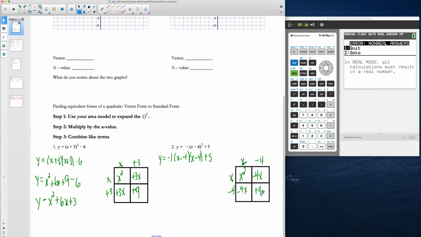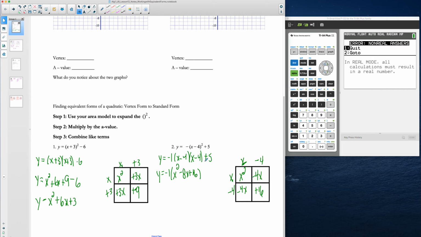Now this time, I'm going to leave this a value out here. So as I combine like terms from my area model, I'm going to leave the negative 1 out here, but I'm going to open a set of parentheses to put our result in here. So I'm going to combine everything here and put it in parentheses so that when I distribute this, I can make sure I distribute it to everything. So then we're going to have x squared. And then negative 4x and negative 4x is a negative 8x. And then we have our positive 16.